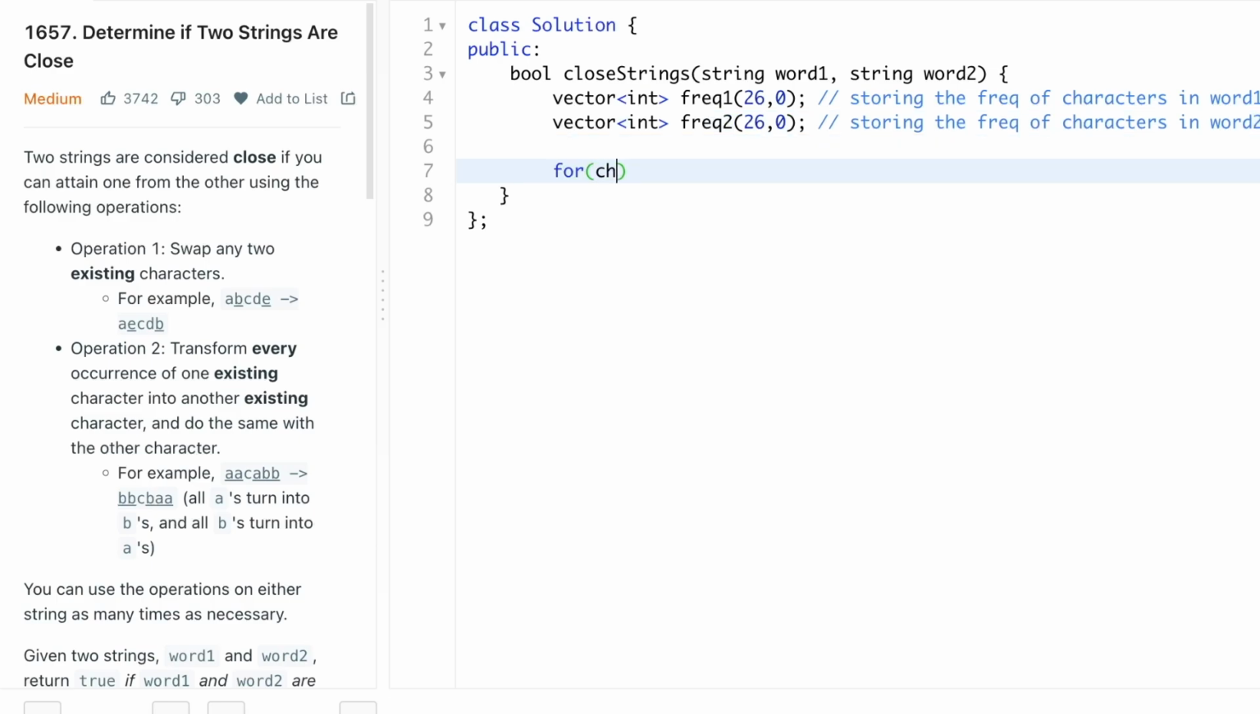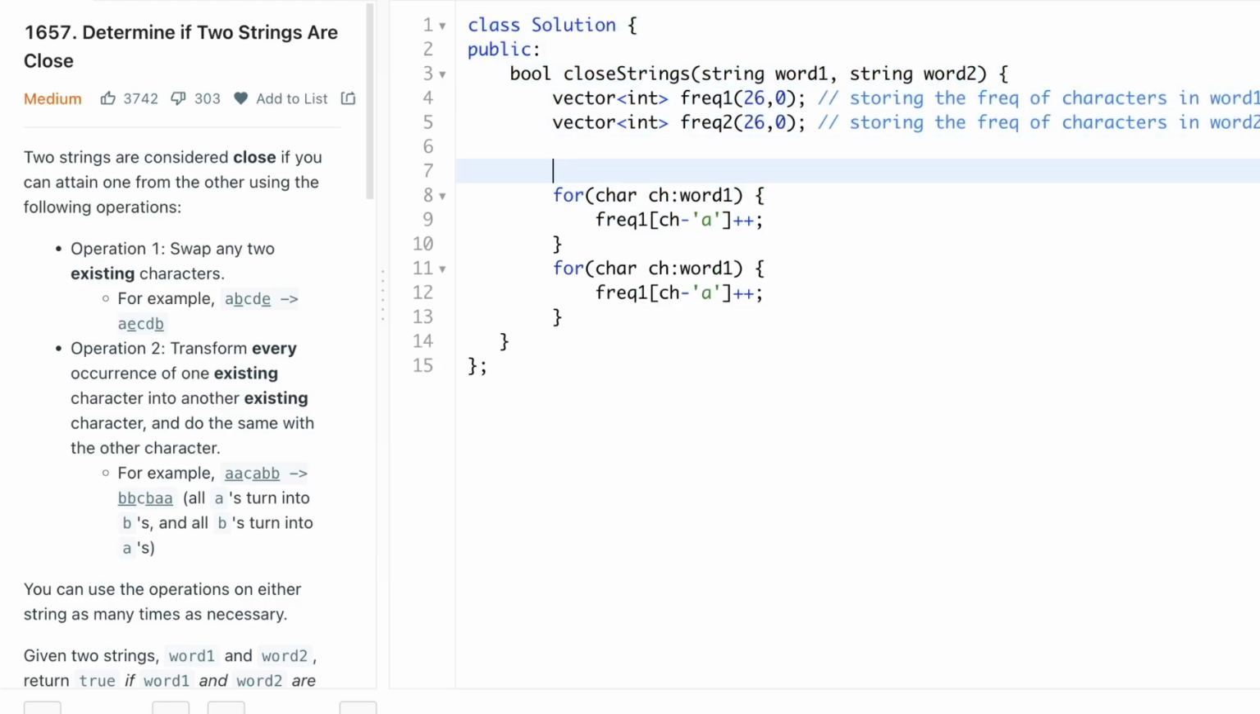Now we will add the frequencies for each character ch in word 1. We will add it in frequency 1 of character minus 'a', and we'll add the frequency. Similarly, we should do it for the second: add the frequency of chars in word 2, and it will be frequency 2.